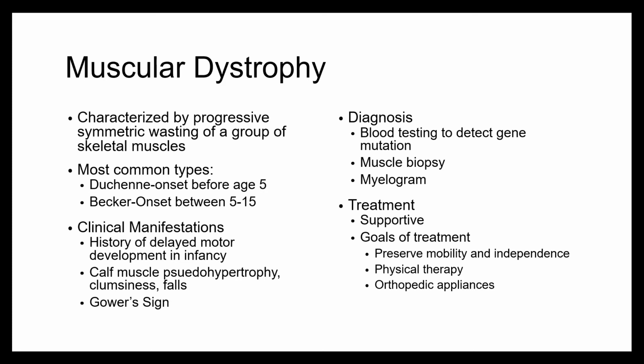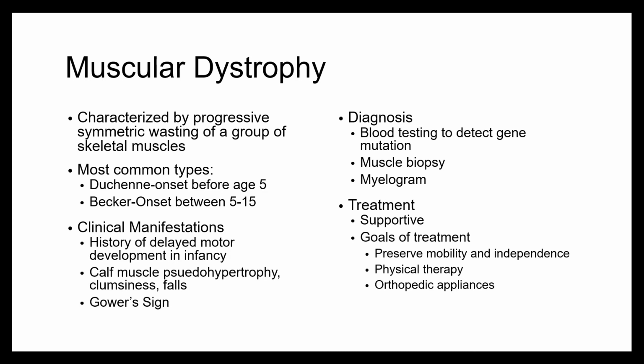Some clinical manifestations with muscular dystrophy consist of a history of delayed motor development during infancy. It's not uncommon for children diagnosed with muscular dystrophy to have initially been performing their developmental skills at a normal pace, and then they begin to demonstrate some delayed musculoskeletal development as they got a little older.